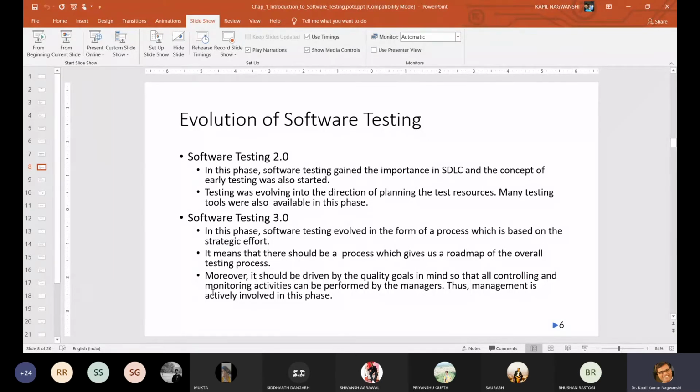Then come to software testing 3.0. In this phase, software testing evolved in the form of a process which is based on strategic effort. It means that there should be a process which gives a roadmap of the overall testing process. Moreover, it should be driven by quality goals in mind so that controlling and monitoring activities can be performed by managers. Thus, management is actively involved in this phase.